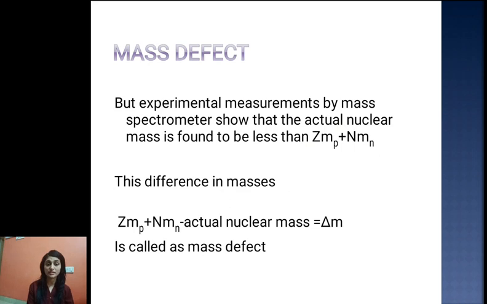Mass defect. But experimentally, when we measured mass using a spectrometer, it was found that the actual nuclear mass is less than ZMP plus NMN. This difference in mass, ZMP plus NMN minus the actual nuclear mass, is called delta M or mass defect.